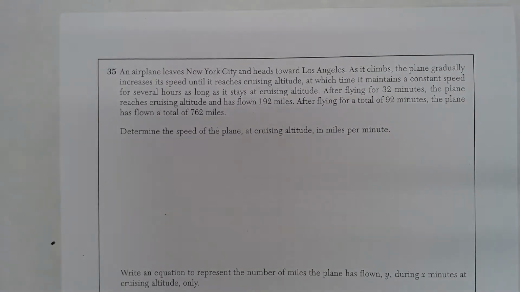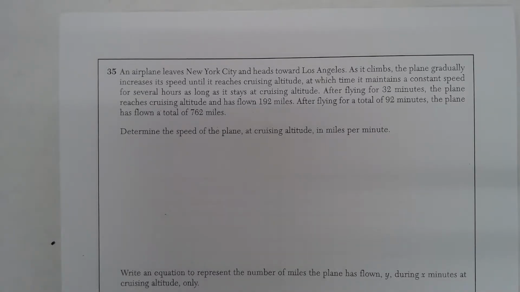Question 35. Big reading question here. If you look at this one, an airplane leaves New York City and heads towards Los Angeles. As it climbs, the plane gradually increases its speed until it reaches cruising altitude, at which time it maintains a constant speed for several hours, as long as it stays at cruising altitude. After flying for 32 minutes, the plane reaches cruising altitude and has flown 192 miles. After flying for a total of 92 minutes, the plane has flown a total of 762 miles. Determine the speed of the plane at cruising altitude in miles per minute.